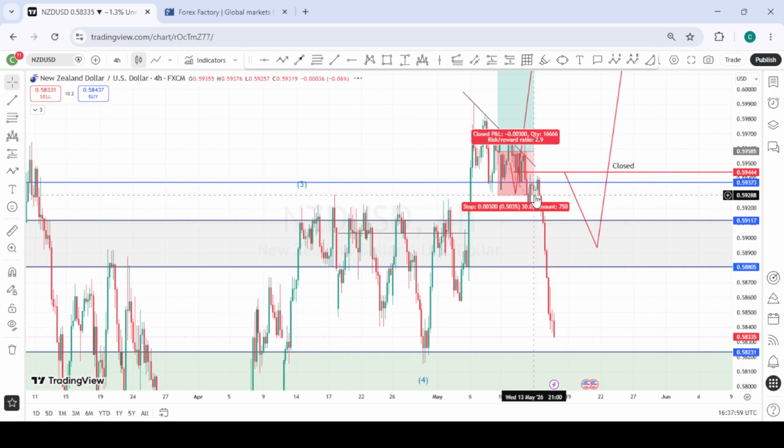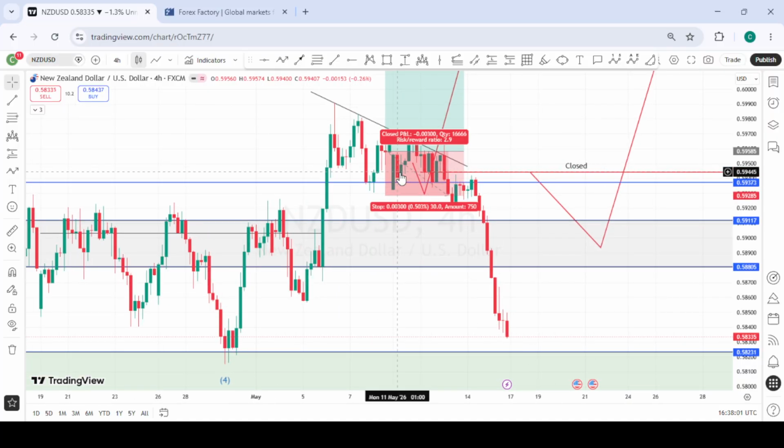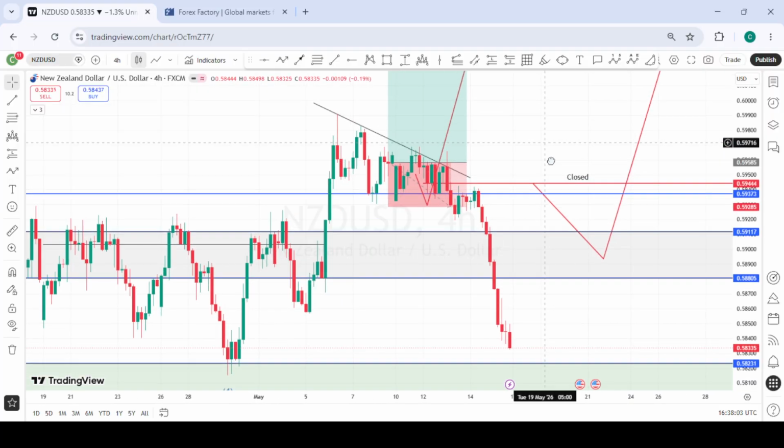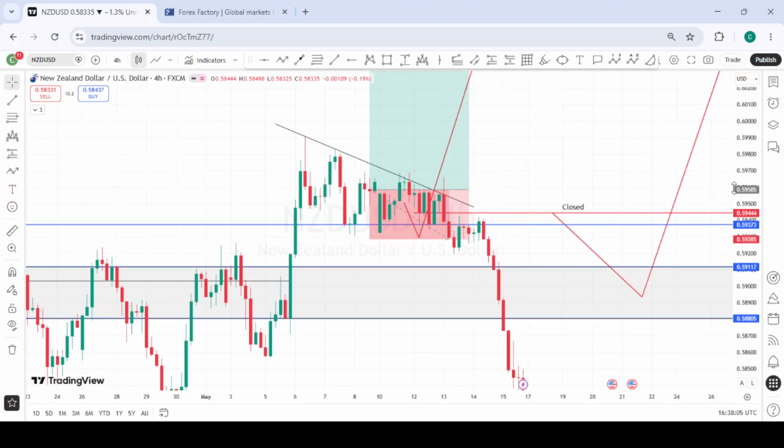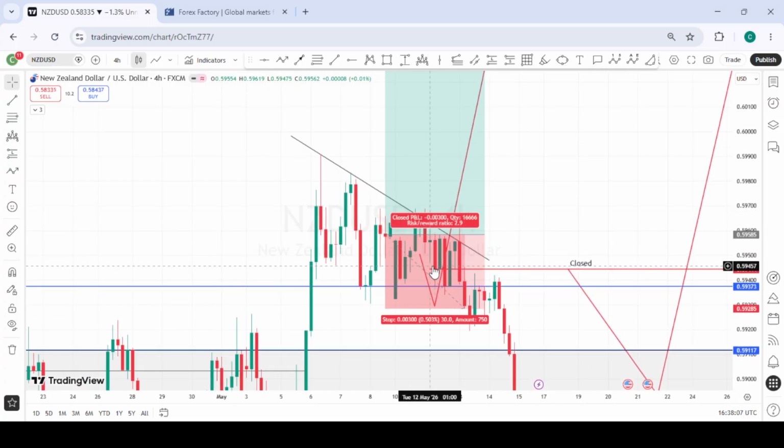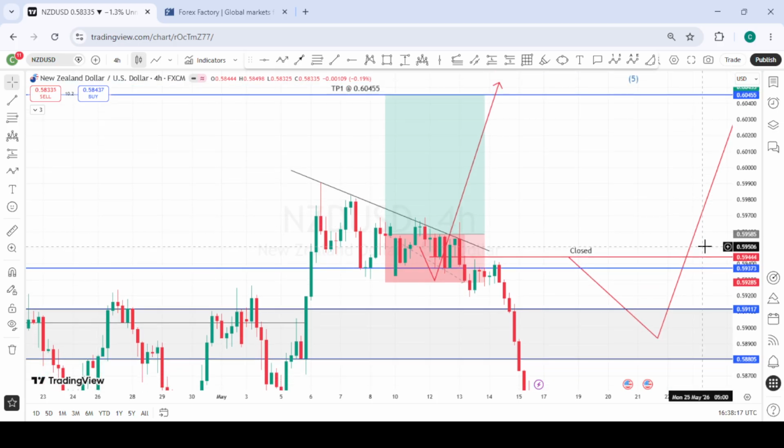So this is NZDUSD. We had this buy, I think, from the previous week, and then before CPI, we closed around here before it hit our SL. So it was still a loss. So we exited this trade around here on NZDUSD last week.